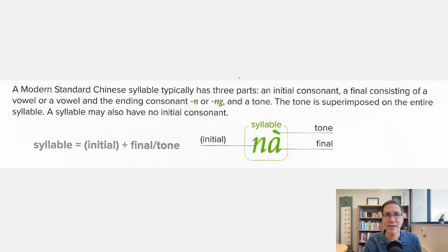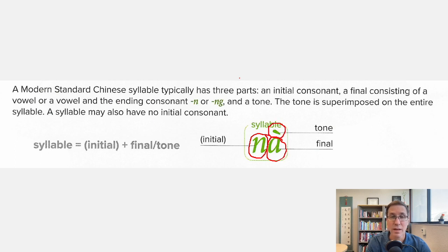As you can see on the slide here, a typical Chinese syllable consists of 3 parts. The first part is called the initial consonant, and I'm going to circle it here on the slide. Here it's the N. The second part is a final, consisting of a vowel or a vowel and the ending consonant N or NG. So here in our example, we have a simple vowel, the letter A. That is the final.